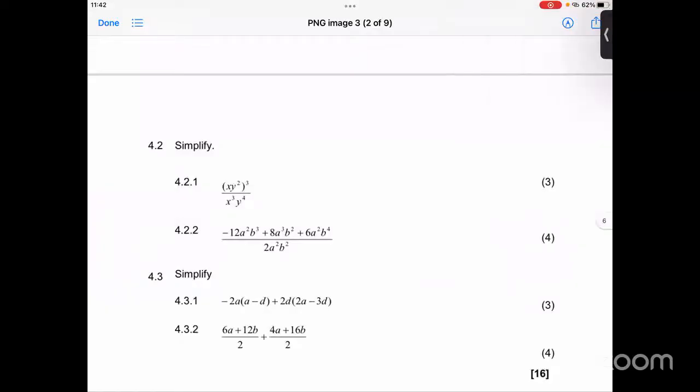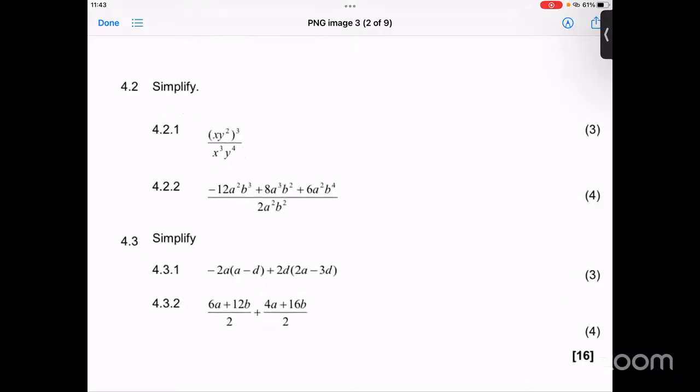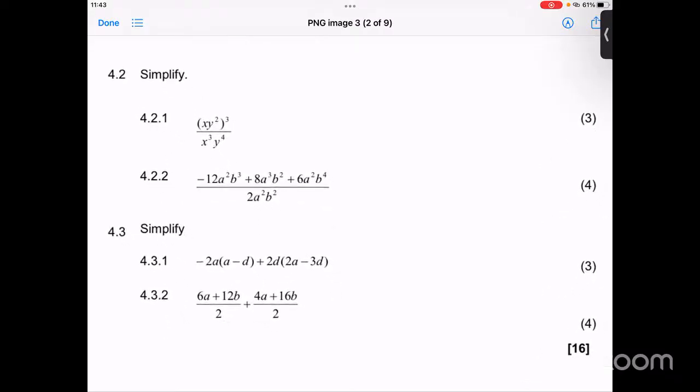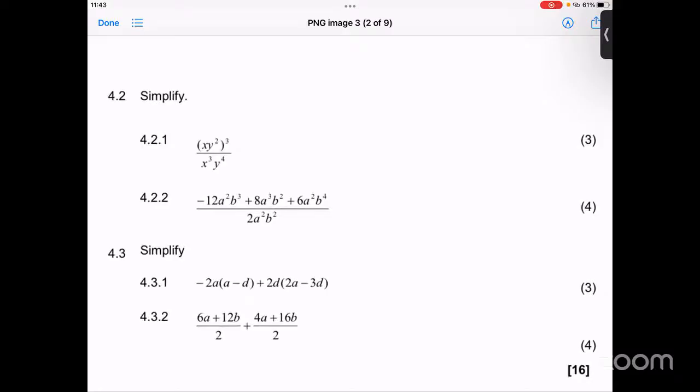Okay. So now we are going to be looking at these problems where we need to simplify. But most importantly, just remember to take a screenshot. Then from there, try to work out these problems and see how far you can go. It's just 4 problems that you need to try.